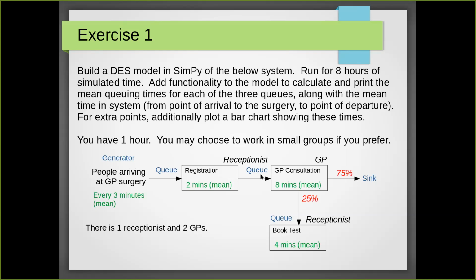So you're going to calculate and print those 4 times, the average times for the 3 queues, and their total time in system. And then for extra brownie points, I want you to plot a bar chart showing those times. But don't worry if you don't get to that bit.